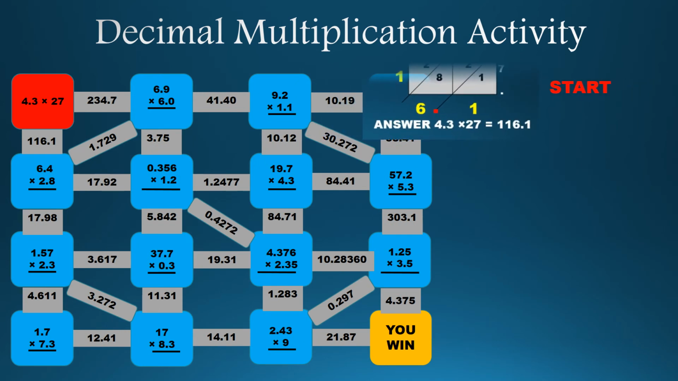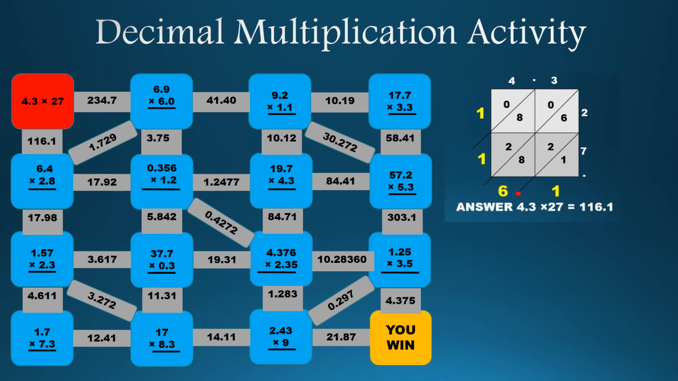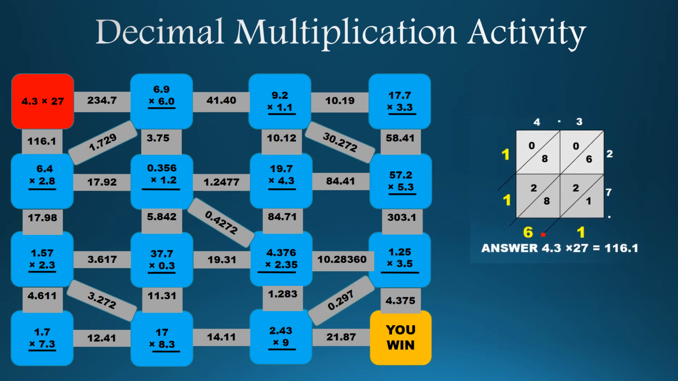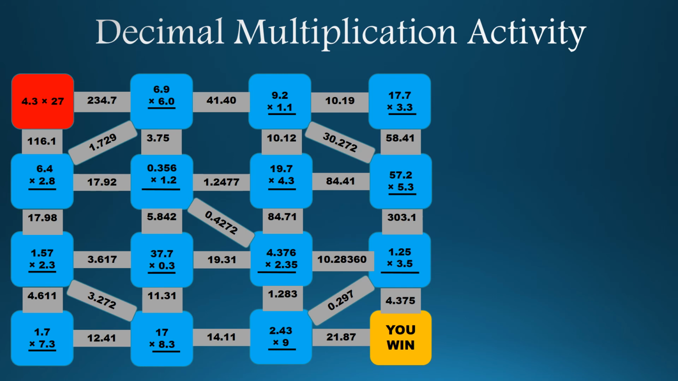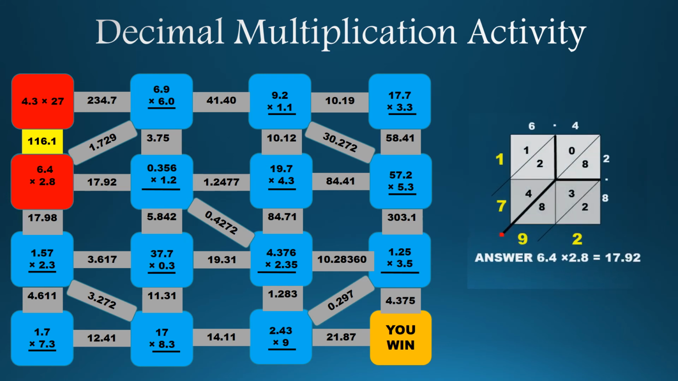Let's solve the problem which is at the start. It is 4.3 multiplied by 27. Product of this is 116.1. So let's move down. Next problem is 6.4 multiplied by 2.8 and the answer is 17.92. So move across.